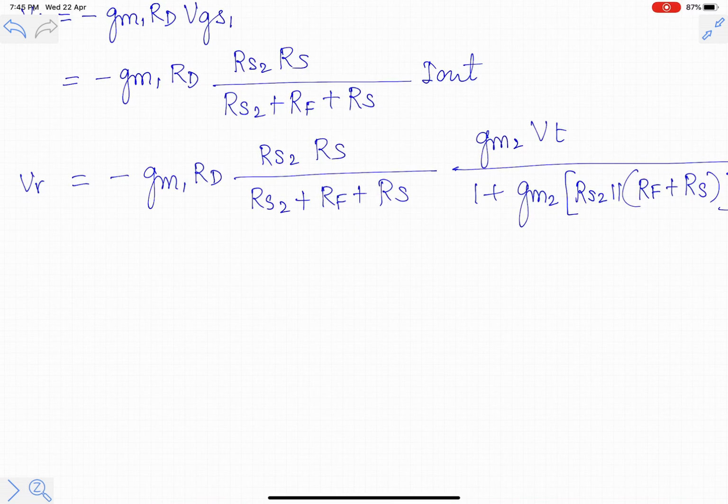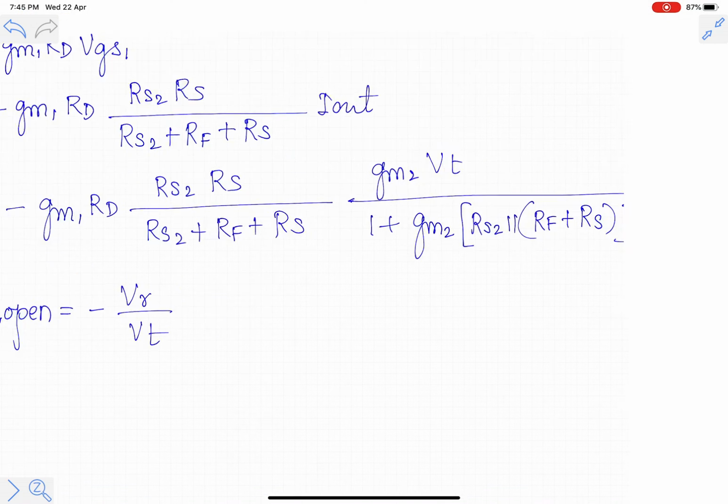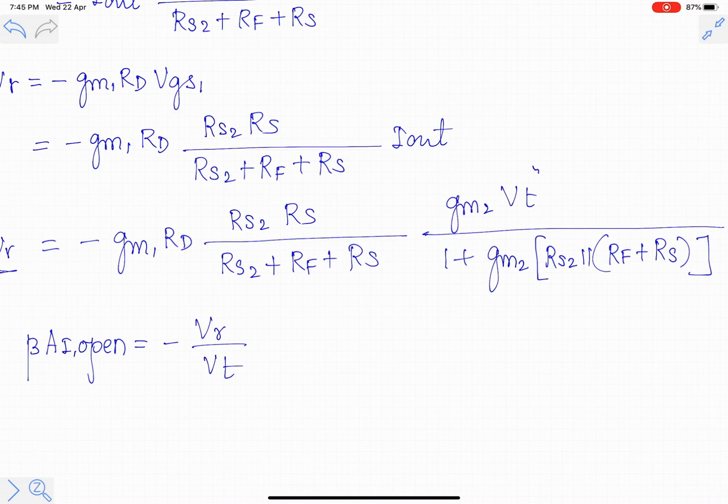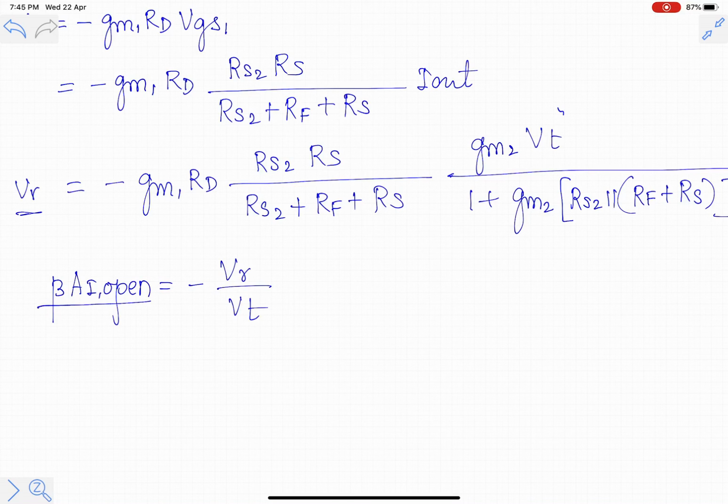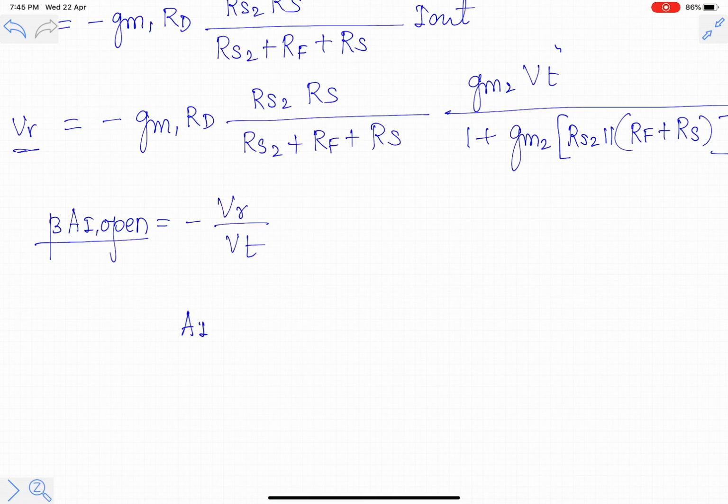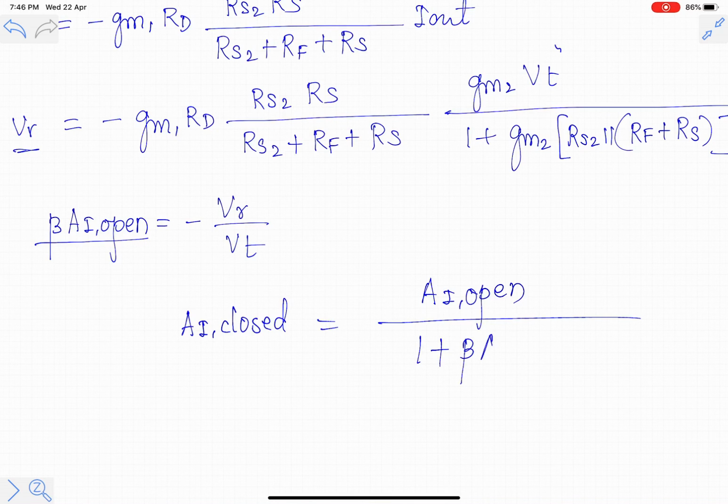Now we know that beta into AI open is equal to minus VR by Vt. So we can see that this is VR. Take this Vt on this side and you will get the expression for beta into AI open. Once beta into AI open is there, AI closed can be obtained as AI open divided by 1 plus beta into AI open.